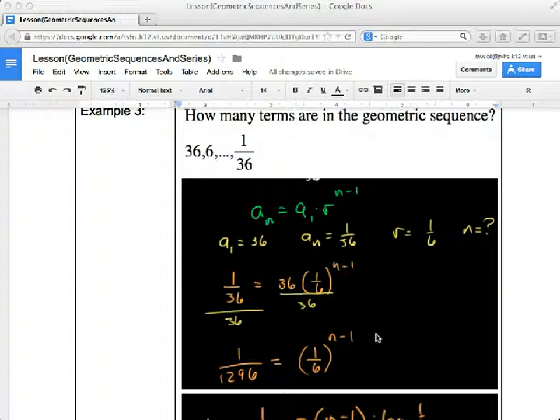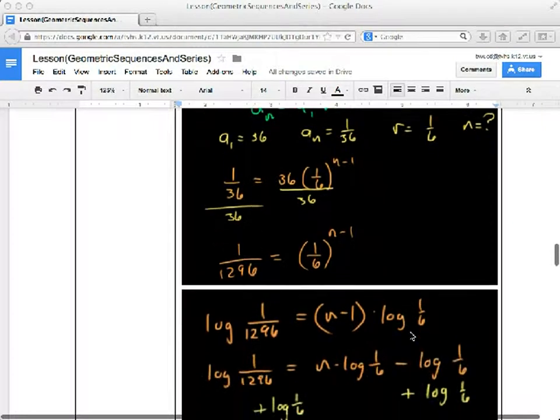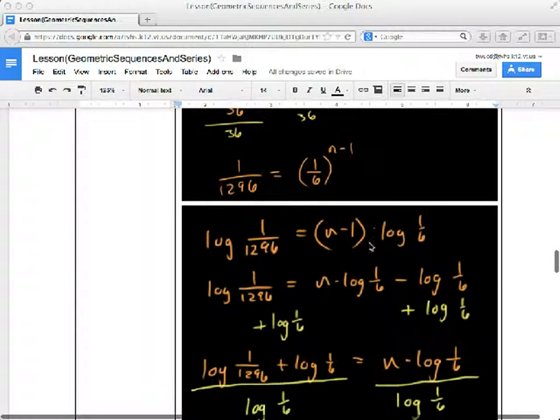Guys, do you have any suggestions for us as to how we could get n? Logarithms can get variables out of the exponent. Excellent. So we'll log both sides, and then power property out the log.